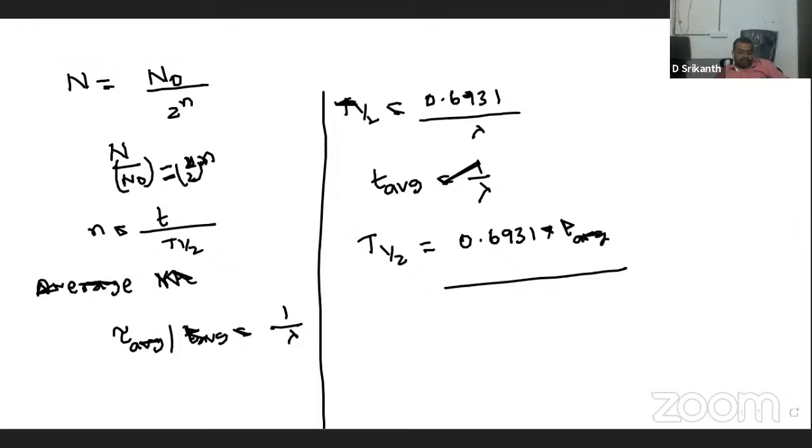Tomorrow I'll complete this theory, nuclear fusion, and then that is done.